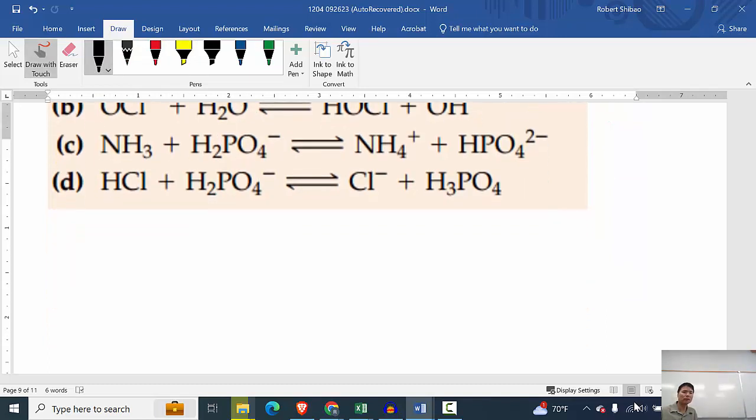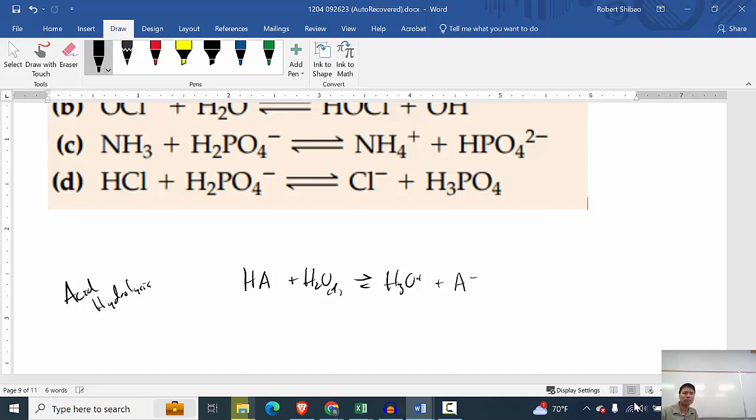Let me write that down again. If we take an acid, this is a generic acid, HA, A is the anion, and react it with H2O liquid, we're going to end up with hydronium and A minus. And Ka, A standing for acid ionization or acid hydrolysis, is going to equal H3O plus times A minus concentration divided by the HA concentration. This is standard.